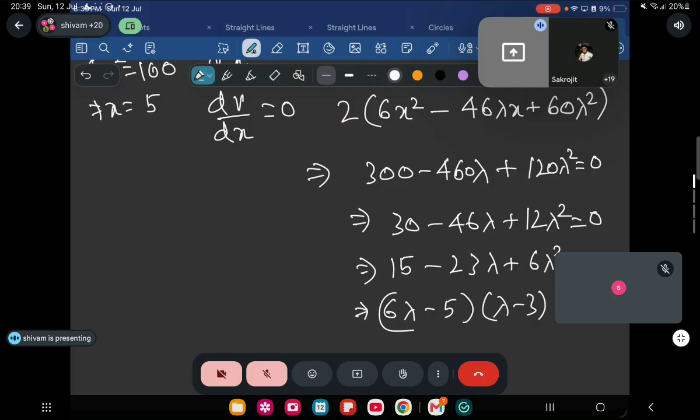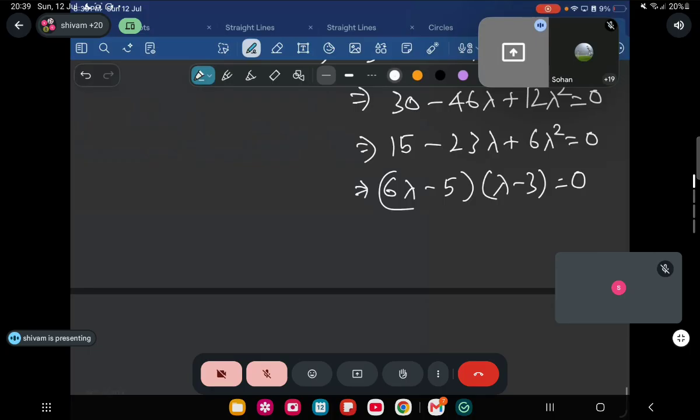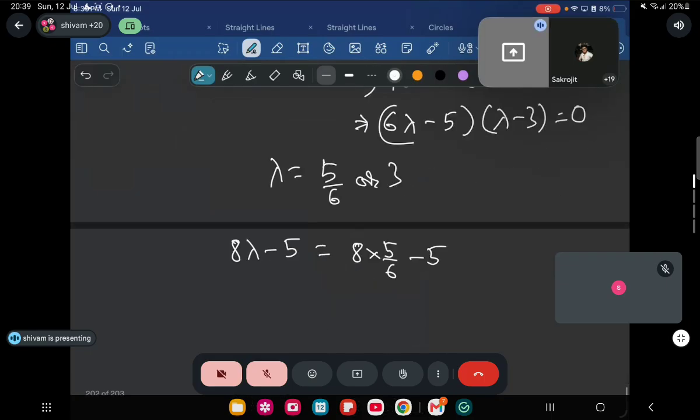Right, tell me, are people getting? So from here, what are the values of lambda? Lambda equal to 5 by 6 or 3, right? If lambda equal to 5 by 6, what is 8 lambda minus 5? 8 into 5 by 6 minus 5 will be 8 lambda minus 10, right? It was 8 lambda minus 2x.